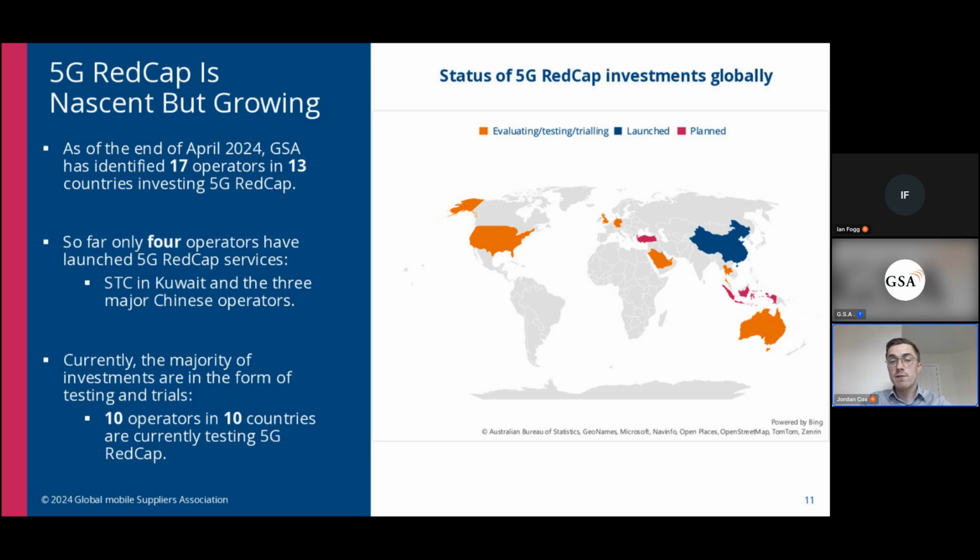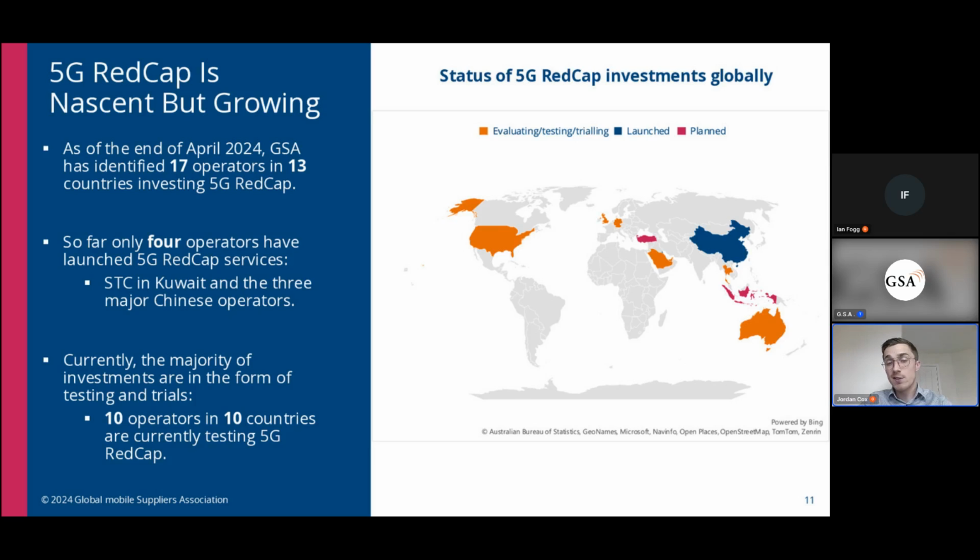Currently, the majority of investments are in the evaluating and testing stage, with 10 operators in as many countries testing RedCap technology. These being Telstra in Australia, STC in Bahrain, and Telefonica in Germany, as just a few examples. Other countries such as Singapore, the United Arab Emirates, the UK, US, Saudi Arabia, and Thailand are also seeing trials.